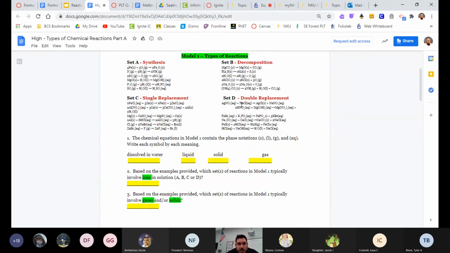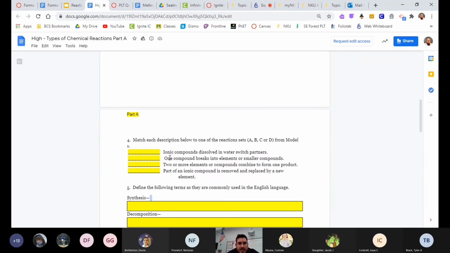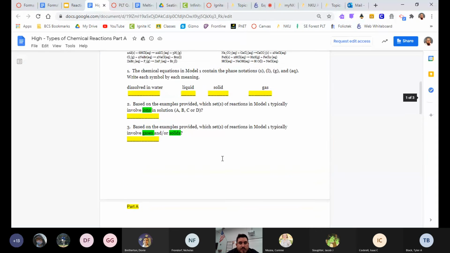Okay, so yeah, set D is two compounds. They're in water, and they switch partners. So the first one is D on that one. It said one compound breaks apart into smaller parts.